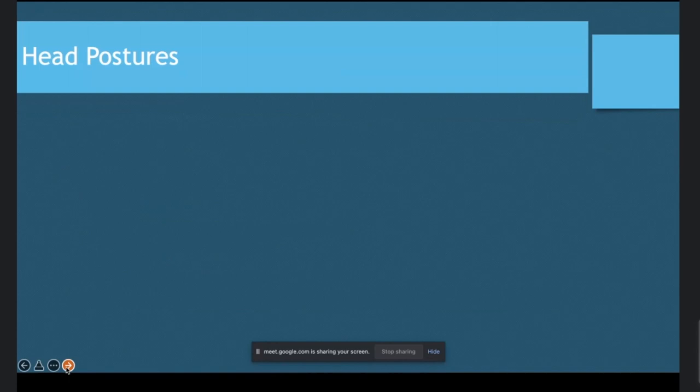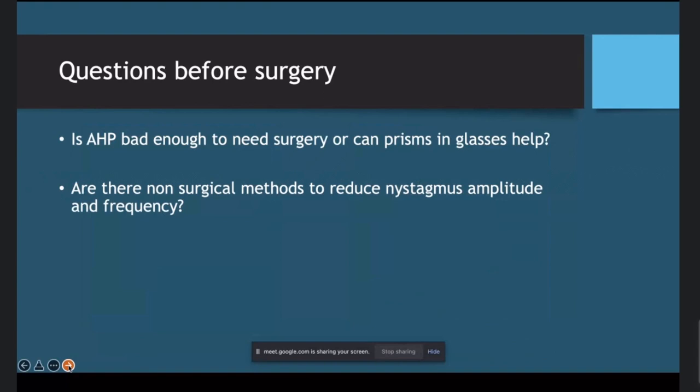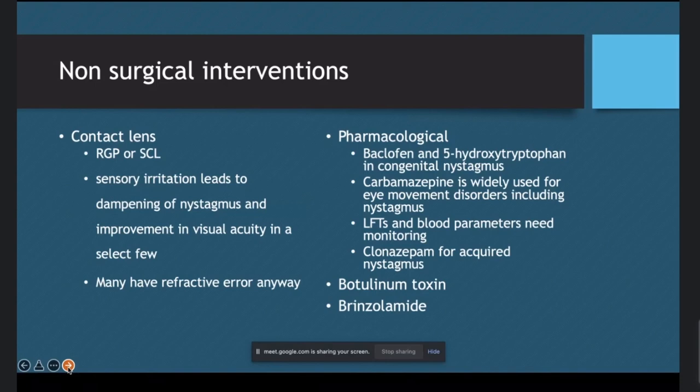Okay, head postures can be tilts, chin up or down, turns. How to measure? This is the goniometer. This is something called a cervical range of motion device. And this, as you can see, has a dial that measures tilts as well. Okay, questions before surgery. Is the AHP bad enough to need surgery? Or can prisms in the glasses help? And are there any non-surgical methods? This is what we're going to ask.